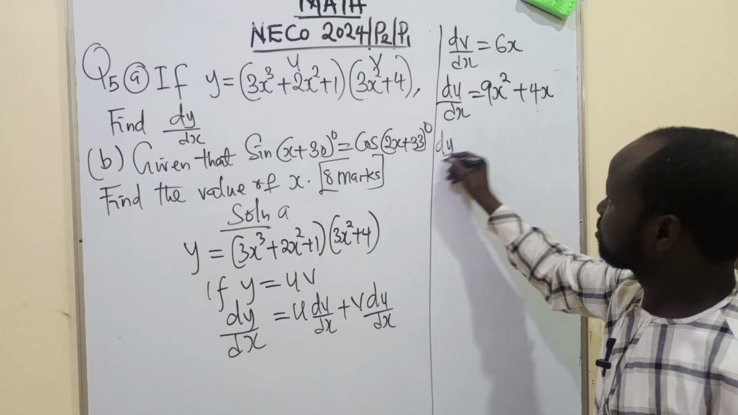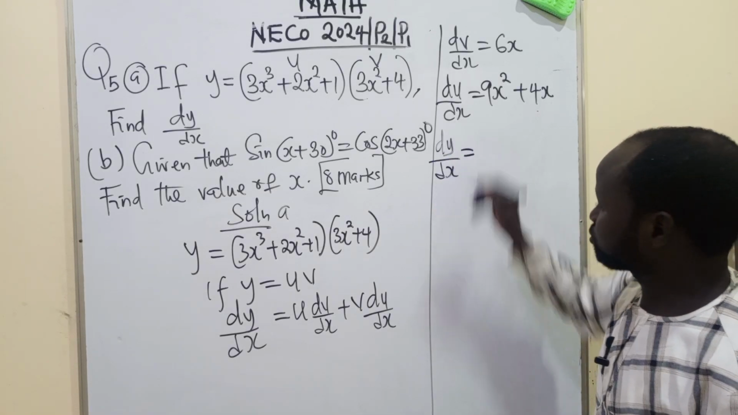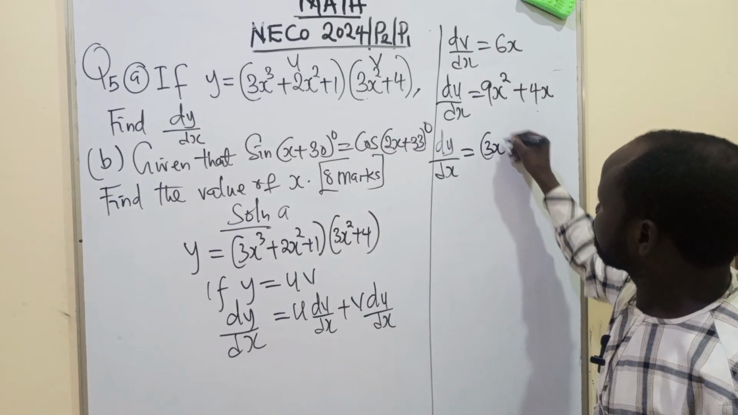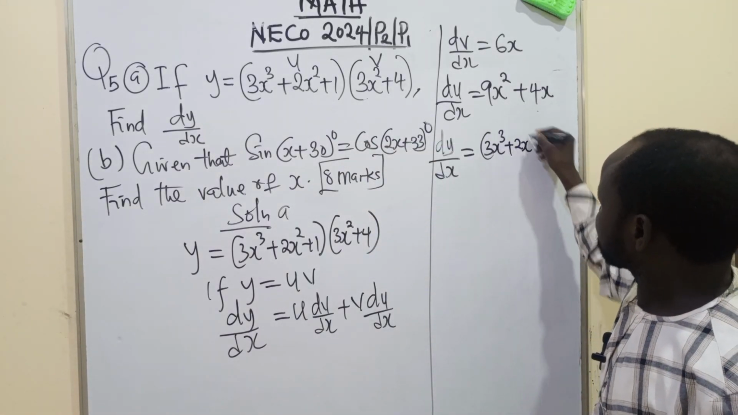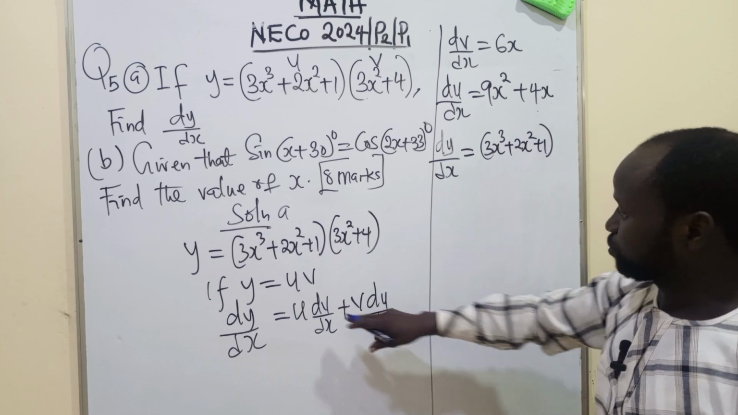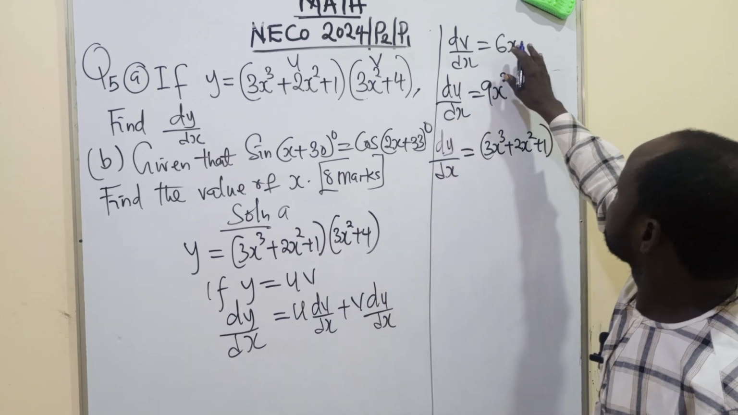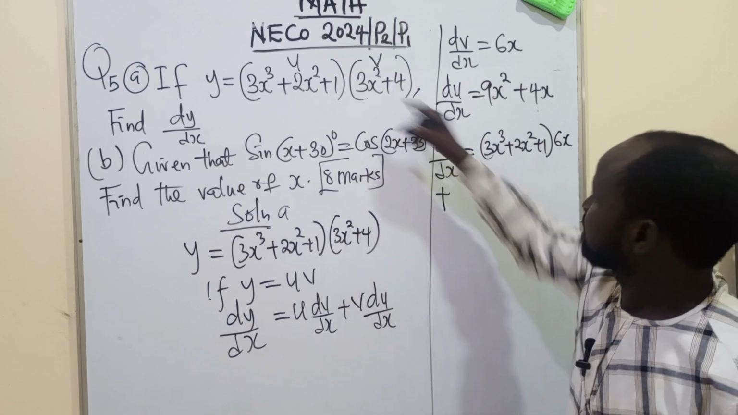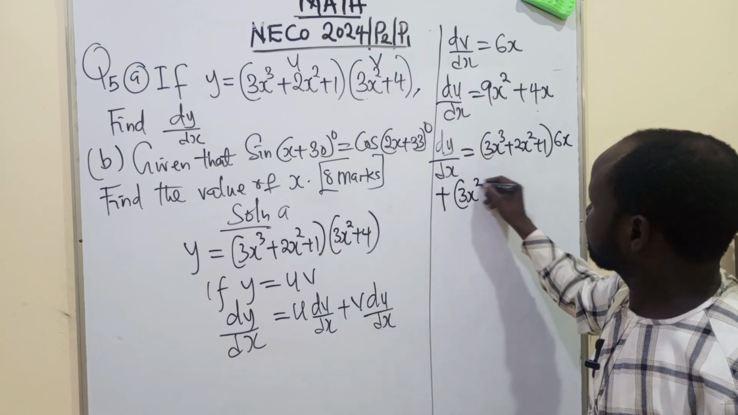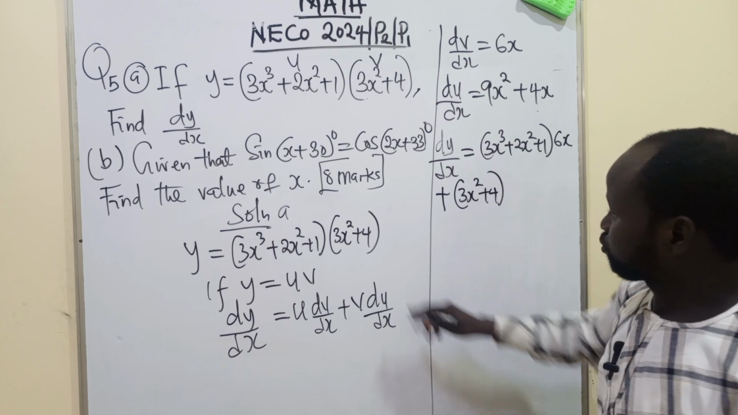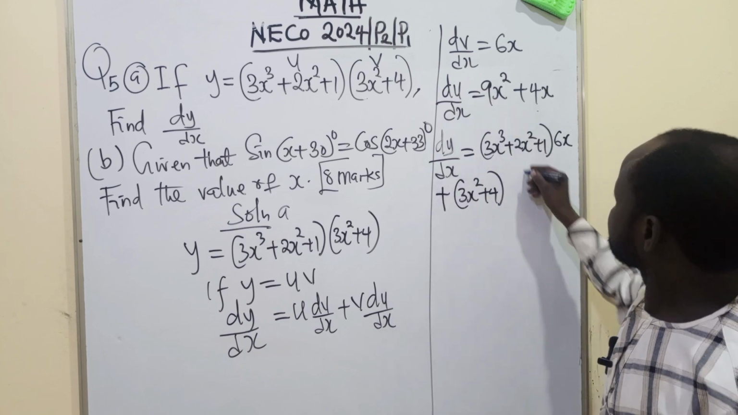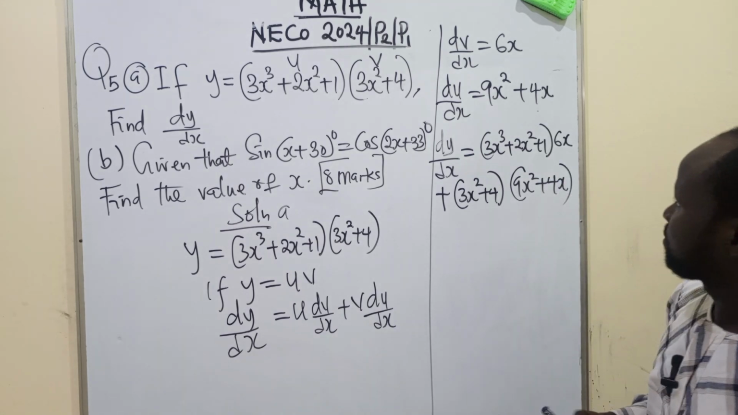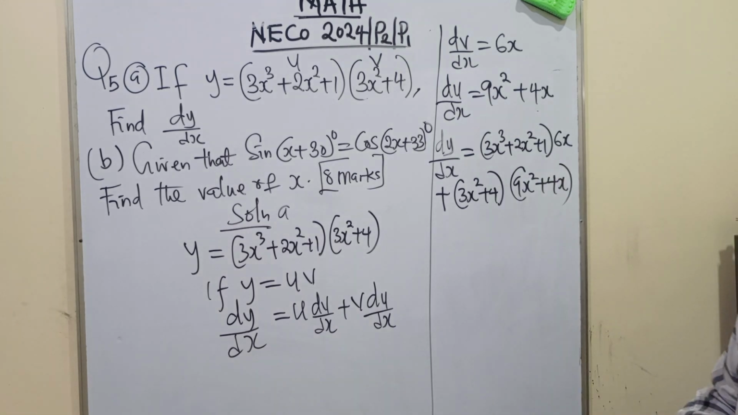The change in y with respect to the change in x will be equal to u. Our u is 3x cubed plus 2x squared plus 1. We'll multiply it by the change in v, which is 6x, plus next is v. Our v is 3x squared plus 4. We multiply it by the change in u, which is 9x squared plus 4x. Okay, so we can clear the brackets here.